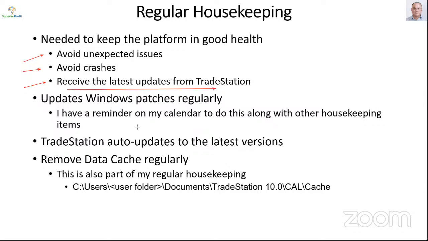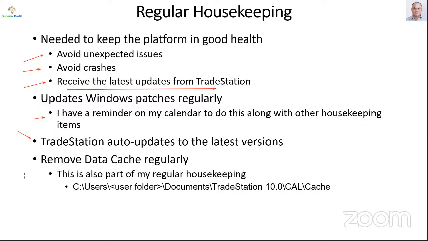For updating Windows regularly, auto update seems not to be enough. Sometimes it doesn't apply the updates immediately. So I have set up a calendar item to do this regularly. You may do it once a month or once in 2 weeks. I have an item in my calendar, whichever calendar one may use, Google or Microsoft, computer housekeeping. And one of the items is to apply Windows updates. Once we apply the updates, TradeStation will automatically apply the latest version.